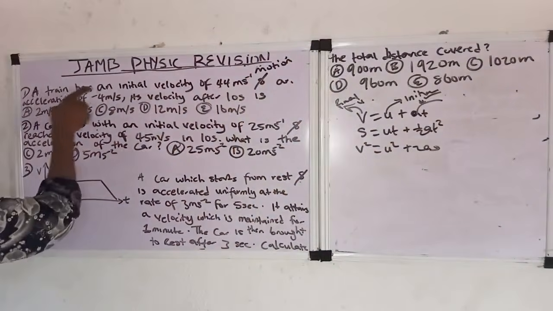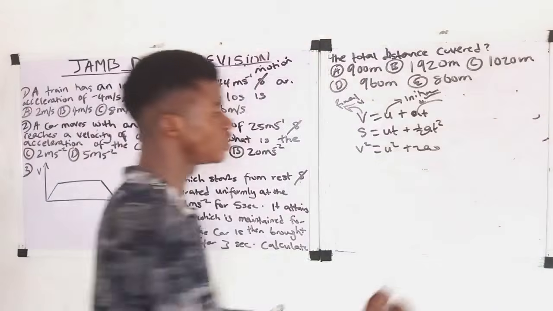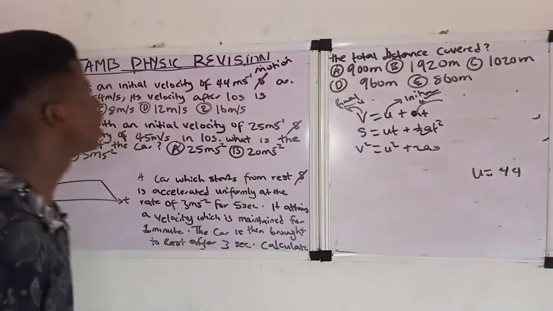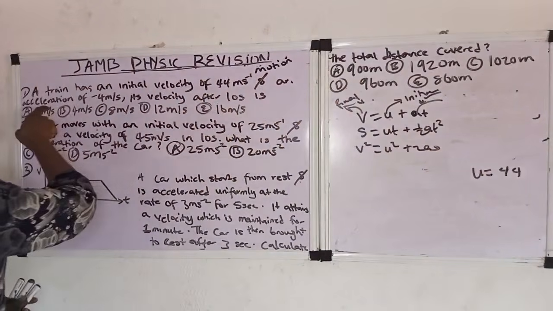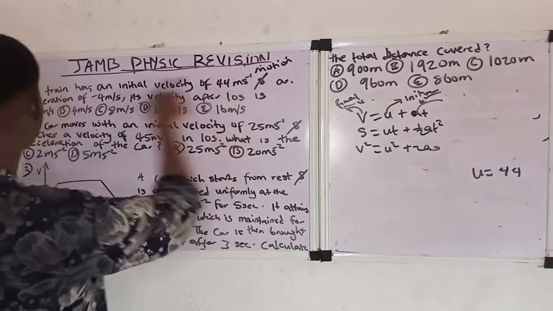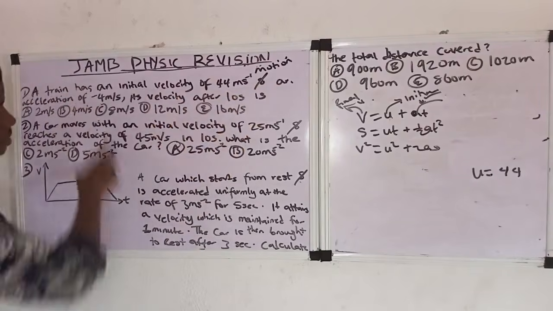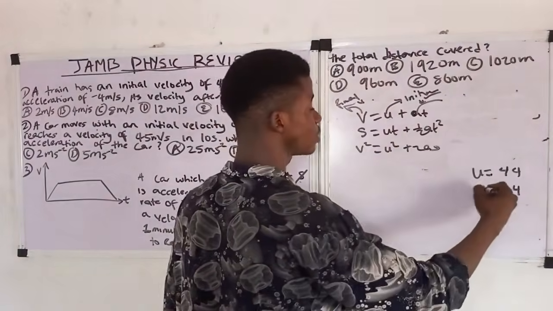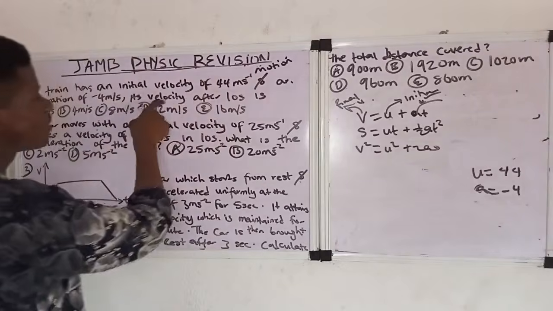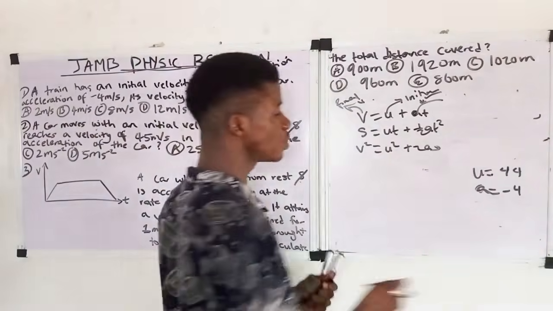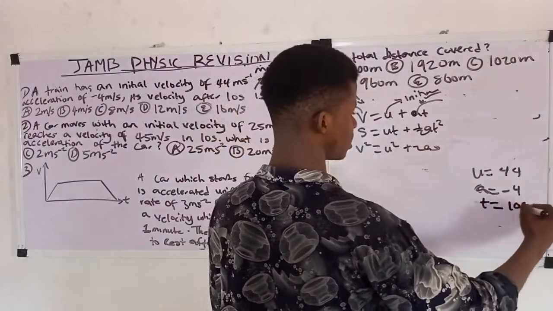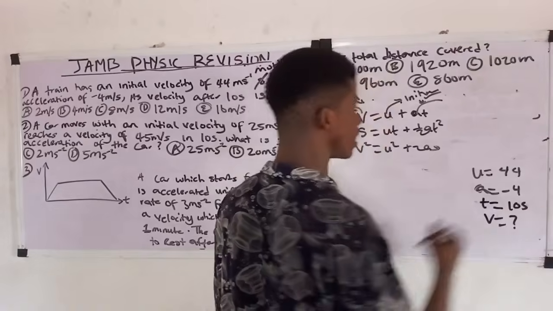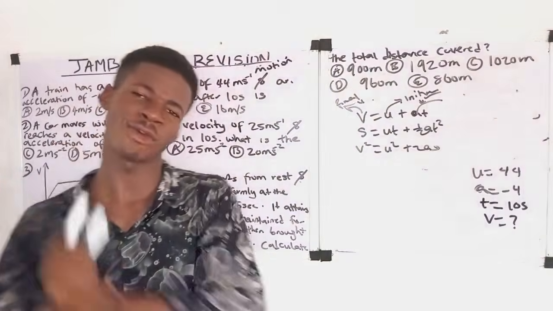So look at this one. They say a train has an initial velocity of 44. So u is 44. Remember, I told you that u is the initial velocity. Then it has an acceleration of minus 4 meters per second squared, so a is minus 4. Then its velocity after 10 seconds, so time is 10 seconds. We are looking for the final velocity.